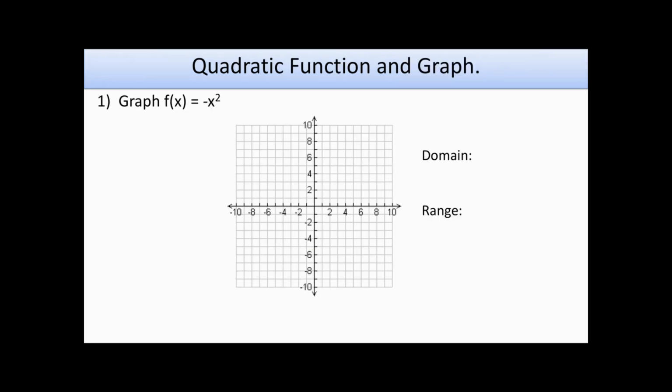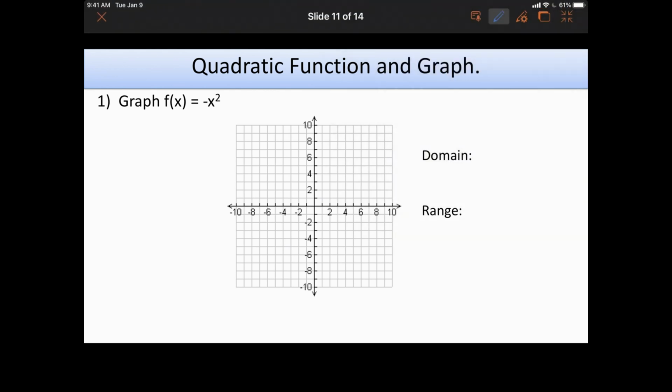All right, so let's look here. We have the negative on the outside. And what happened last time? That's right. Everything reflected. So that's the same thing. It's going to reflect over the x-axis because it's completely outside of the quadratic.